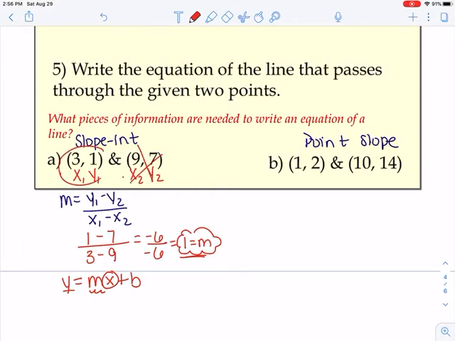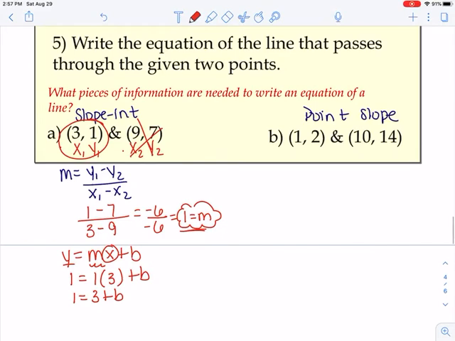I'm going to plug in 3, 1. And be careful, because remember, x comes first here, y is second. So when I go to replace y, make sure you're putting in 1 on the y side. So I'm going to have 1 equals, m also happened to be 1, and now x is 3, plus b. And now we'll solve that. 1 times 3 is just going to be 3, so I'm going to have 1 equals 3 plus b, and when I subtract 3 from both sides, b will end up giving me an answer of negative 2.